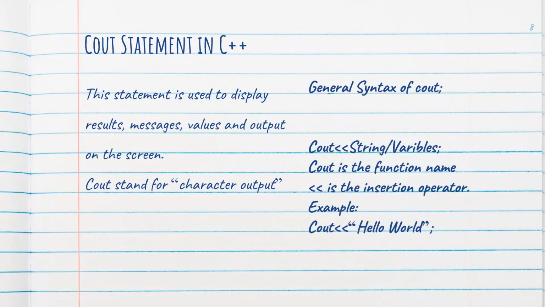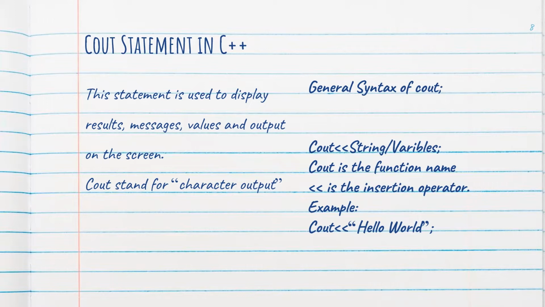The syntax of the cout statement is very simple. You first have to write cout. After that, you have to write the insertion operator. The insertion operator here is two less than signs. And after that, you have to write either a string or a variable. There can be multiple strings and multiple variables, and all of them will be separated with this insertion operator. And here I have written an example, cout hello world.